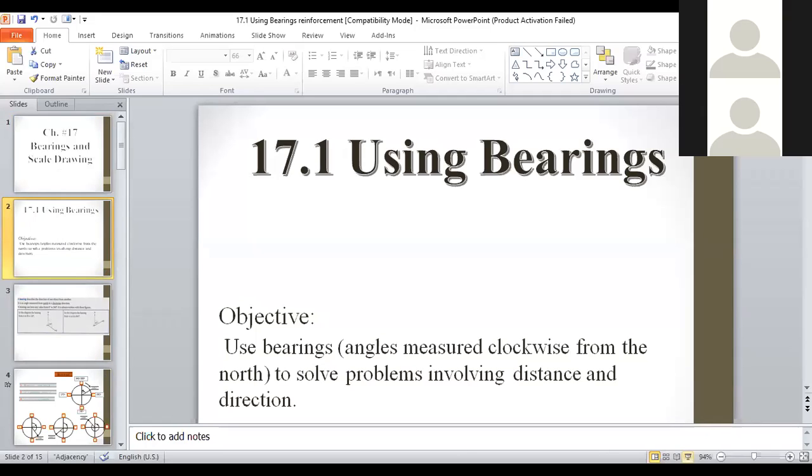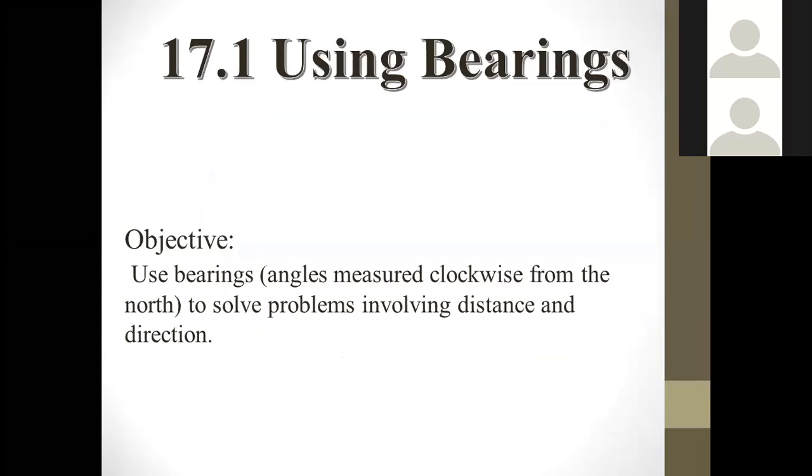This is a very nice chapter, chapter 17, talking about bearings. What do we mean by bearing? Last year was the first time we introduced the bearing idea. The main objective of this lesson is to use bearing as angles that are measured clockwise from due north, to solve problems involving distances and direction.